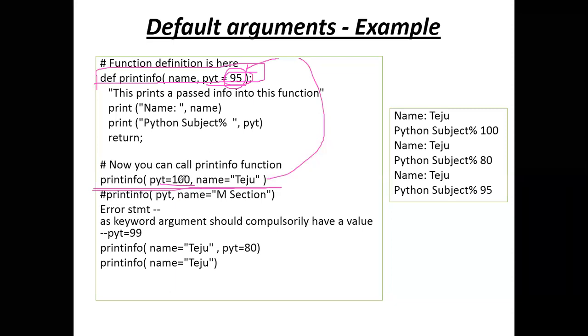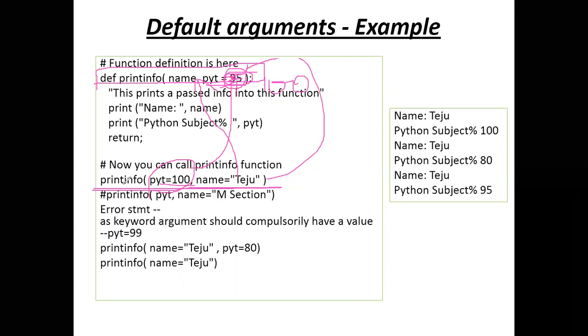Suppose you have not given any value for pyt, or for name. If only for pyt you have a dummy value, that default value is what you term a default argument. Here I gave pyt equal to 100, so this value will be correctly passed over here, and this 95 will be overridden by 100. It will take whatever value you have given in the function call statement. And next, name equal to Teju: as usual this will be passed to name and it gets printed.